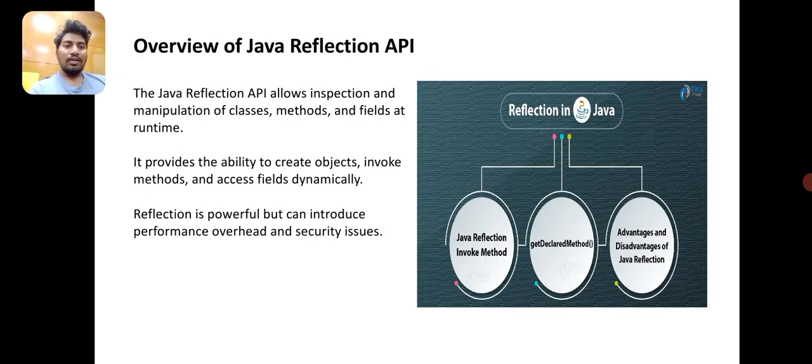Overview of Java Reflection API. The Java Reflection API allows inspection and manipulation of classes, methods, and fields at runtime. It provides the ability to create objects, invoke methods, and access fields dynamically. Reflection is powerful but can introduce performance overhead and security issues. This is reflection in Java: invoke method, getDeclaredMethod, advantages and disadvantages of Java Reflection.